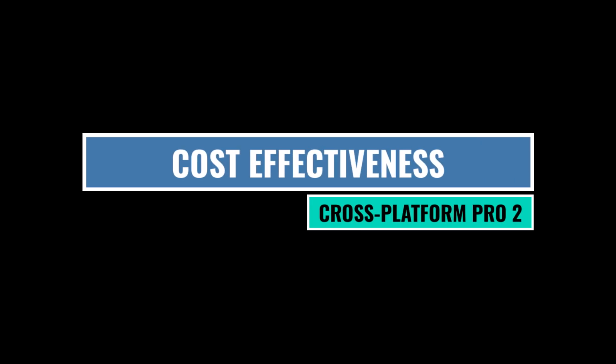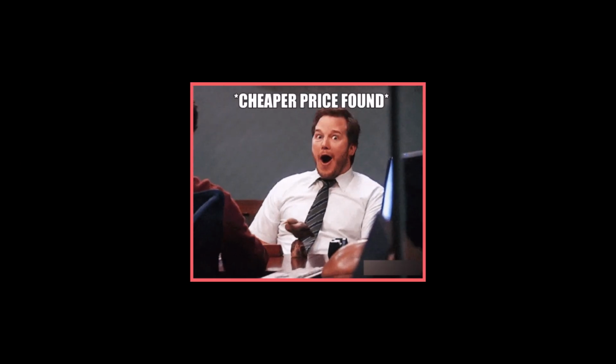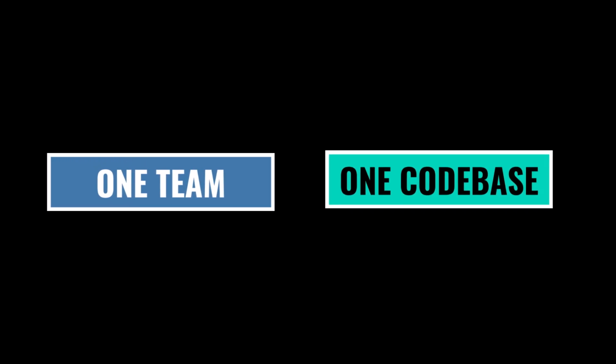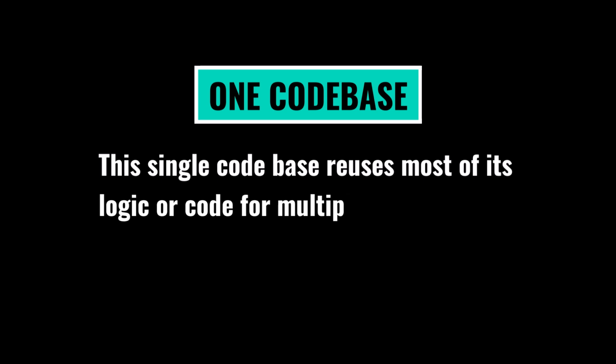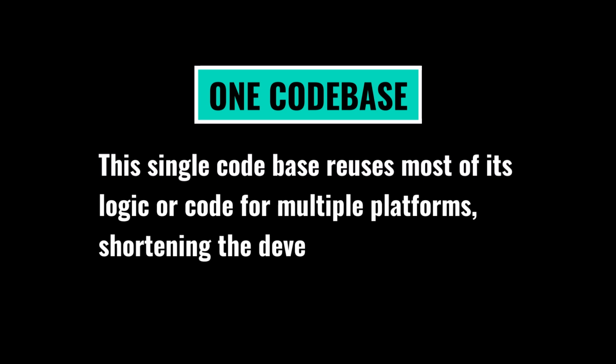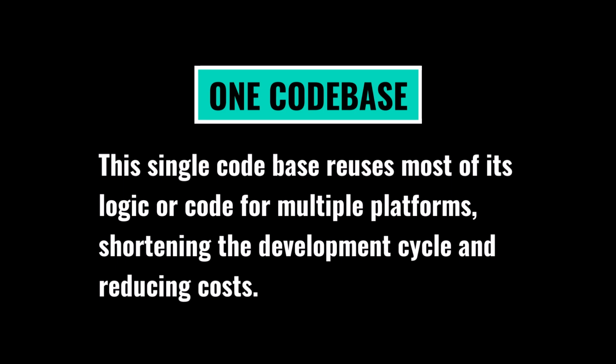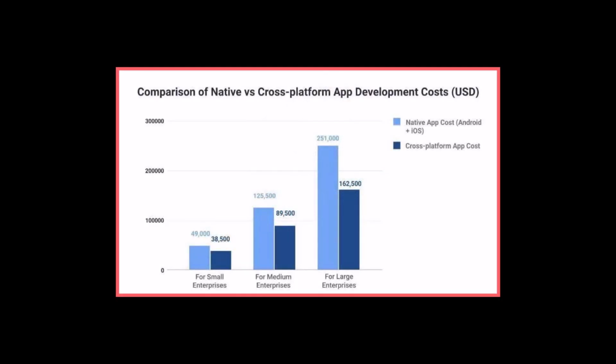Number 2. Cost effectiveness. Cross-platform apps are cheaper to develop and maintain when compared to the native apps because they require a single team of developers working on one code base. This single code base reuses most of its logic or code for multiple platforms, shortening the development cycle and reducing costs. Also, even after a successful launch or release, maintaining a cross-platform app will not be as expensive as a native app for the same reason.